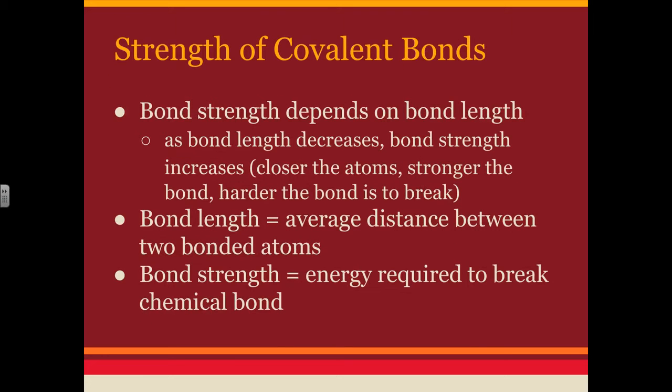And then the last thing we want to talk about today is the strength of covalent bonds. When different atoms bond together, there's a bond length that we talk about, and that really tells us the distance between the two bonded atoms. And the strength of that covalent bond is going to depend upon how close or how far those atoms are apart from one another. So as the bond length decreases, the bond strength is going to increase. In other words, the closer the atoms are to each other, the stronger that bond is. The further away they are, the weaker that bond is.